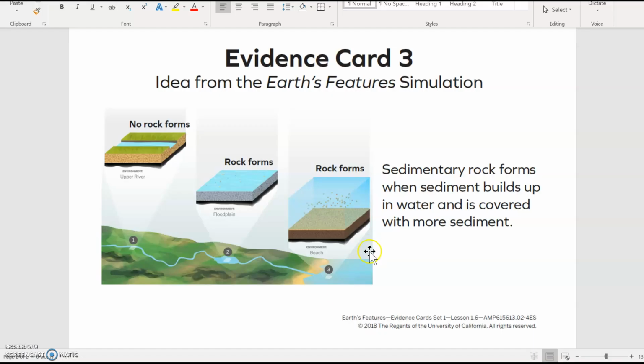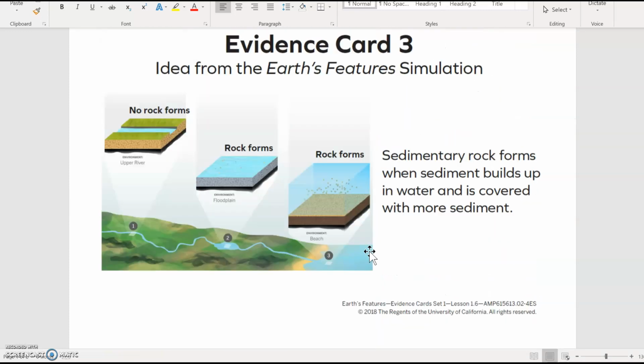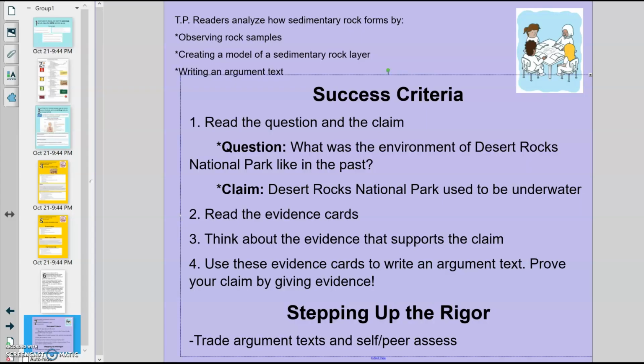These are the evidence cards, and these will be attached in the Google Classroom. When you are finished, please make sure to turn in or submit your Google Docs so that your teacher can grade it and give you feedback. Good luck and happy working.